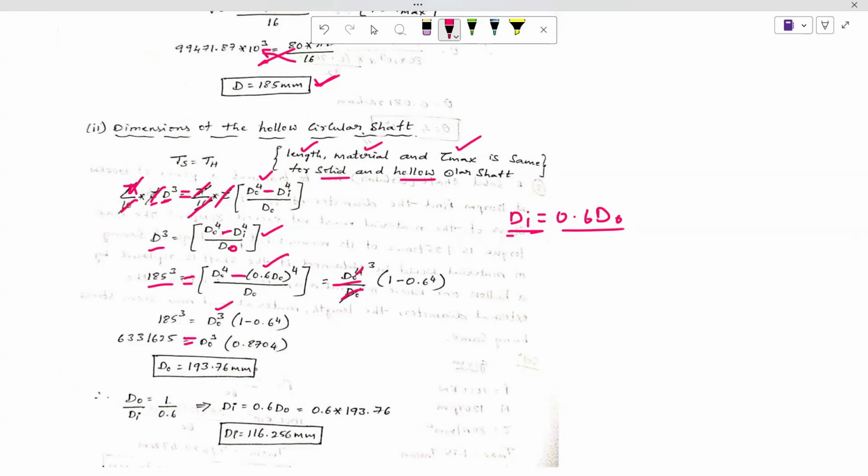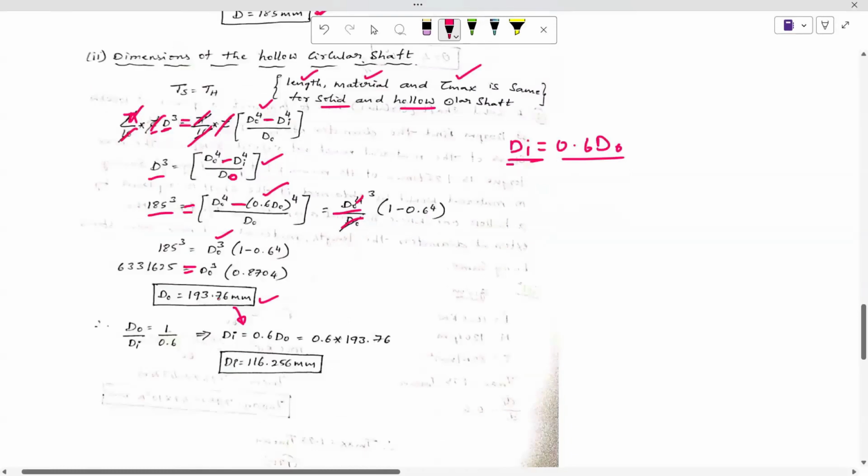0.8704. So from this, we are going to get the outer diameter as 193.76 mm. After finding this d naught, just use this equation: di is equal to 0.6 times the d naught. Please substitute the d naught value here. It is 0.6 times 193.76, and you will get the inner diameter of the hollow circular shaft. So the outer one is 193.76, the inner one is 116.256. So these are the dimensions of the hollow circular shaft, inside diameter and outside diameter.